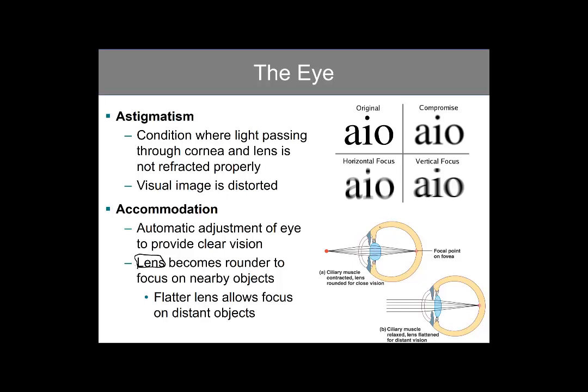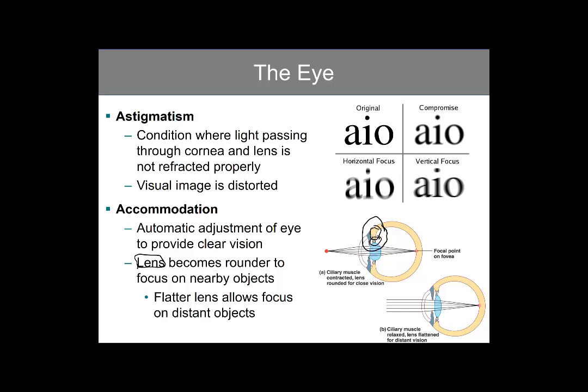Through the ciliary muscles and the suspensory ligaments, the lens can be changed in terms of shape. So the lens becomes rounder when you're trying to focus on nearby objects. But as you focus on items that are further away, the lens will become flatter. And again, it's the ciliary body, this muscle and the suspensory ligaments, that ultimately change the shape of the lens in order to allow for accommodation.